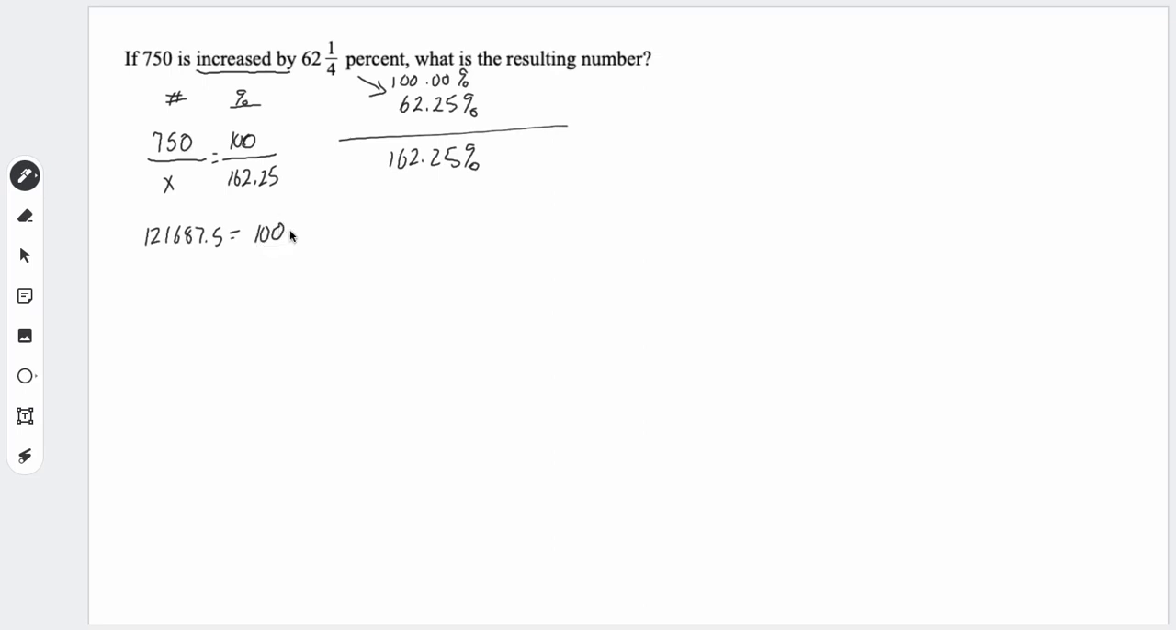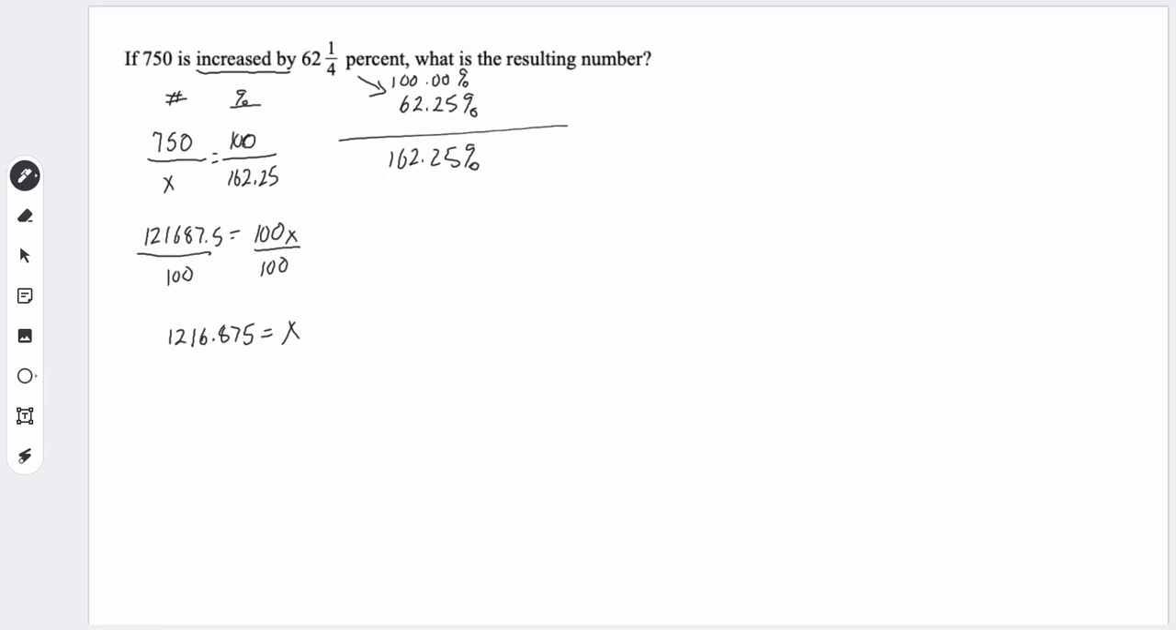Equals 100 times x. Divide both sides by 100, which just moves the decimal point 2 places this way. So 1216.875 is the value that we're looking for. Okay.